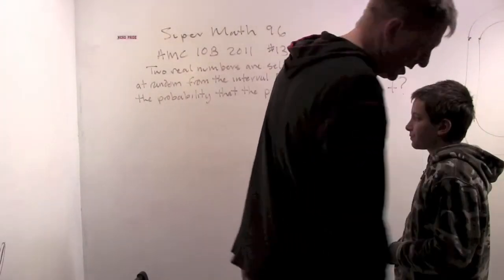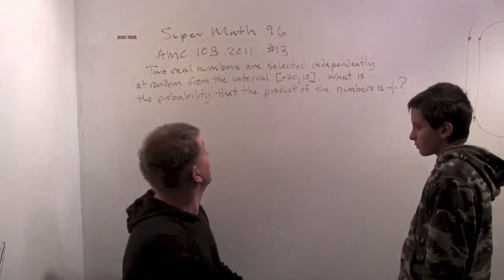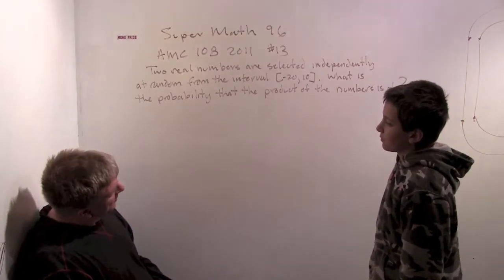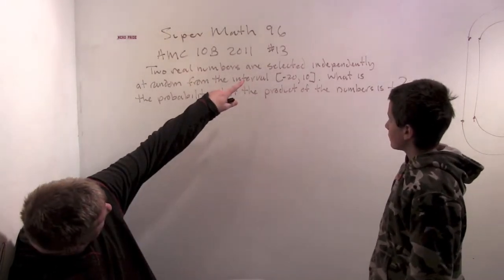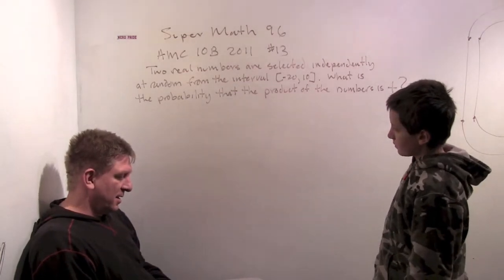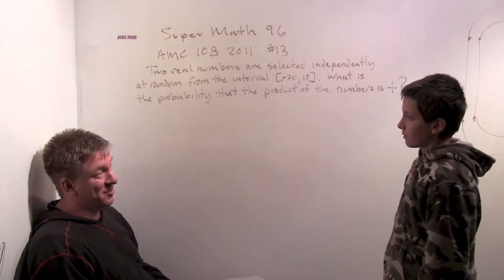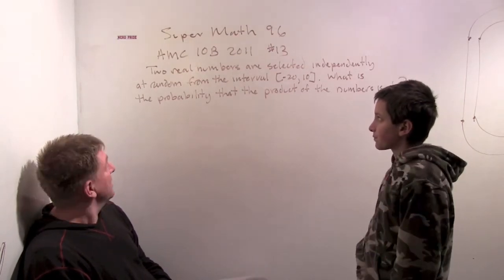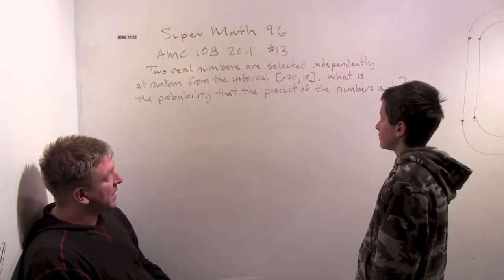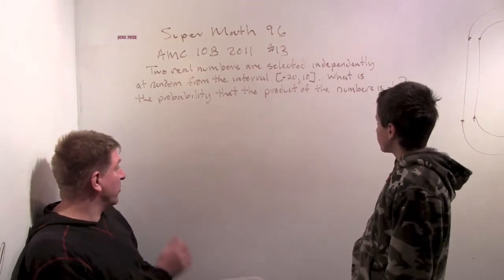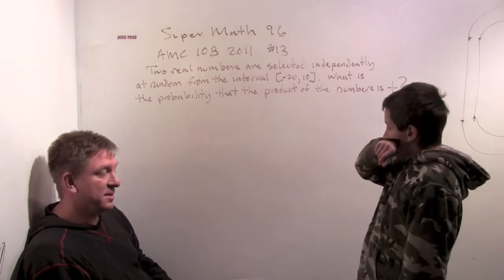SuperMath 96. So today you were taking a look at the 2011 AMC 10B, and this problem, number 13, caused you to have some questions, and they're great questions. Two real numbers are selected independently at random from the interval -20 to 10. What is the probability that the product of the numbers is positive?